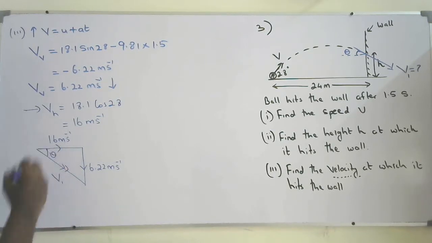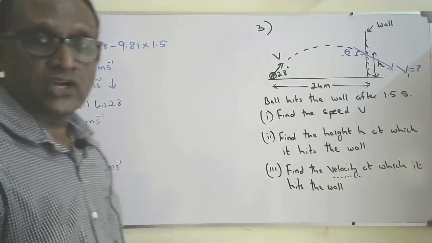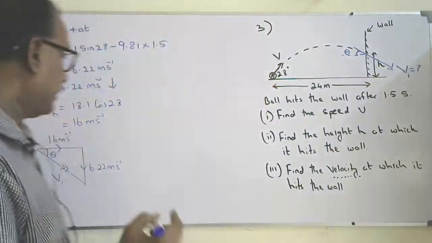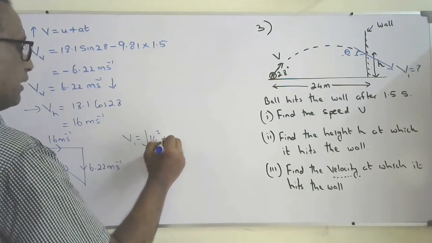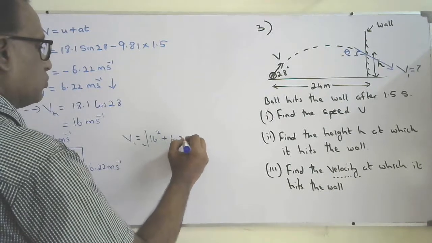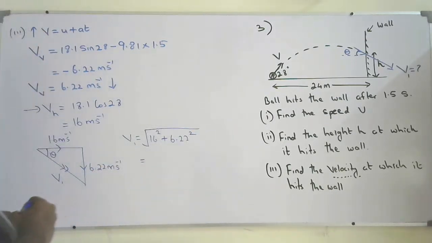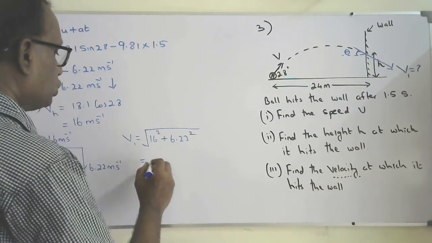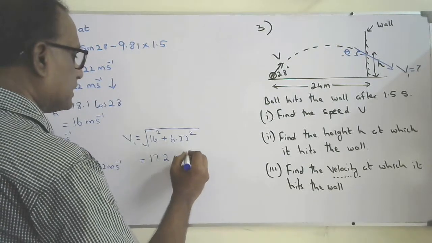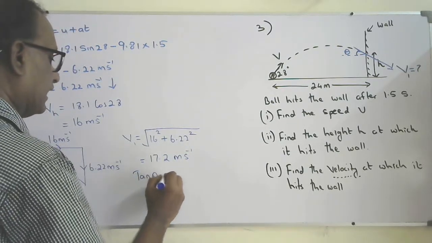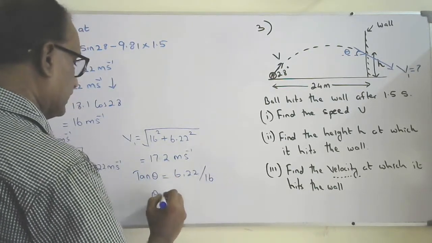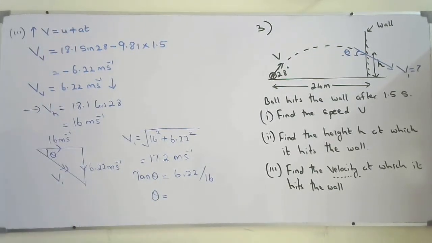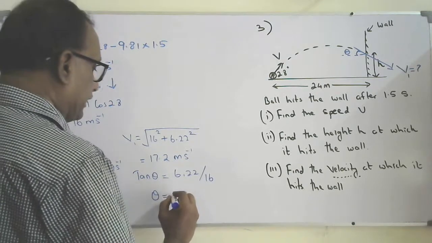This angle theta I need to find. So v1 I can find because velocity is a vector quantity. I can find v1 by using the Pythagoras theorem. So v1 is equal to the square root of 16 squared plus 6.22 squared. That will be 17.2 meters per second. The angle, I can say tan theta is equal to opposite, 6.22, over adjacent, 16. Find theta. So 21.2 degrees.